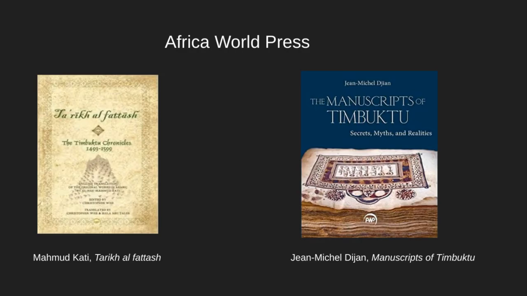And then Africa World Press, again, like Mahmud Kati's Tariq Al Fattash, and the Manuscripts of Timbuktu by Jean-Michel Dijan. These are both very affordable and make for quite interesting reading. And so that will conclude our discussion of Sahelian Scripture.